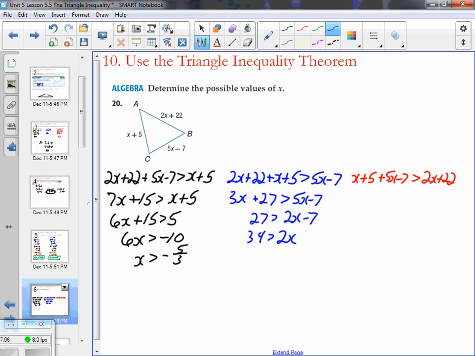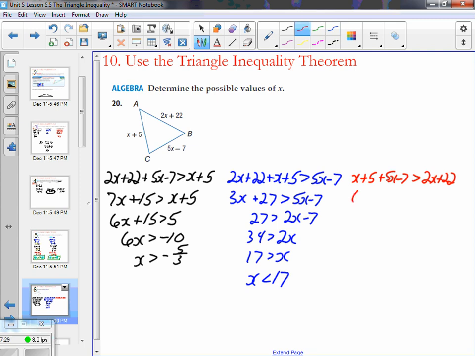Divide both sides by 2. 17 is greater than x. But we tend to like less than signs, don't we? Okay. Still with me? All right. Try the red one.